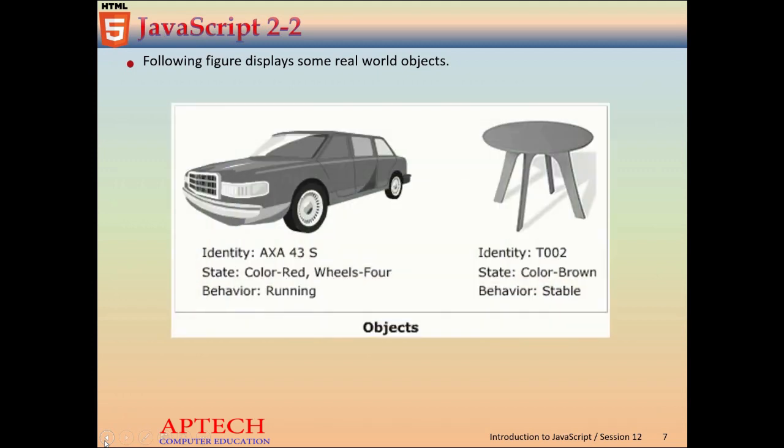So let's say for example, a car is an object with identity as its number plate, for example UBA 057C AXA43C. State may be its color, number of wheels, steering, engine number. Behavior is running, driving. Another object may be a table: identity is the table number, state is the color of the table, number of legs in the table, and the behavior may be stable.